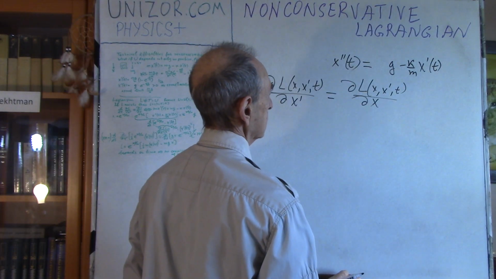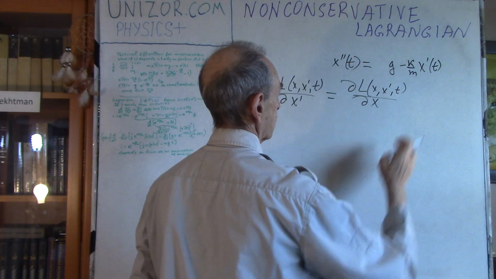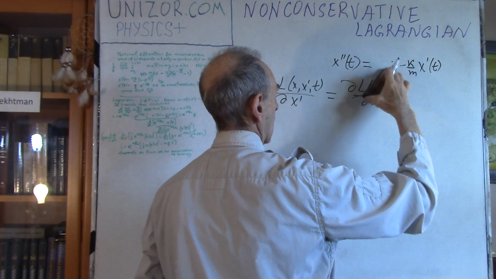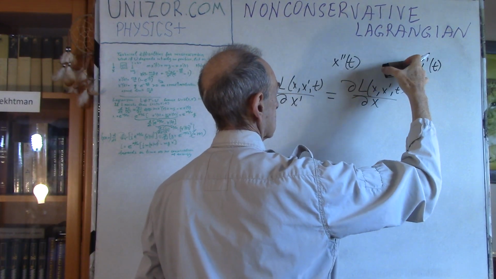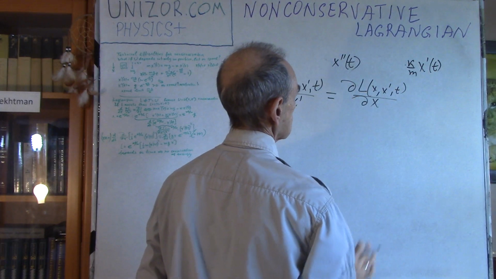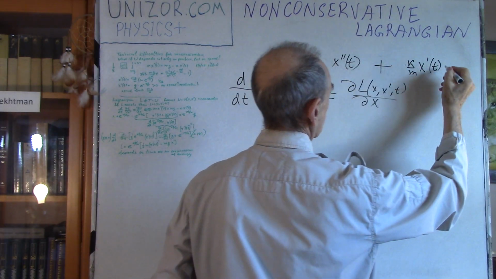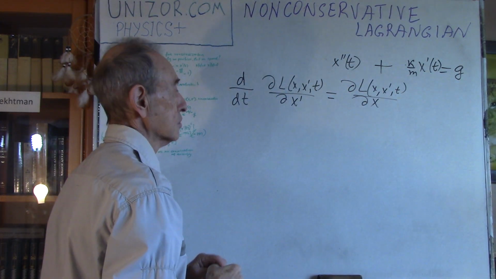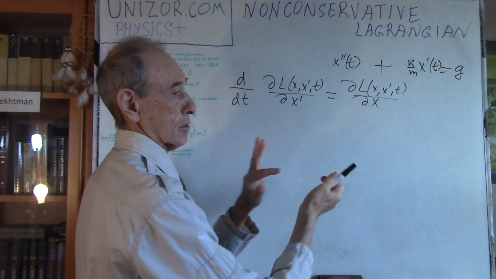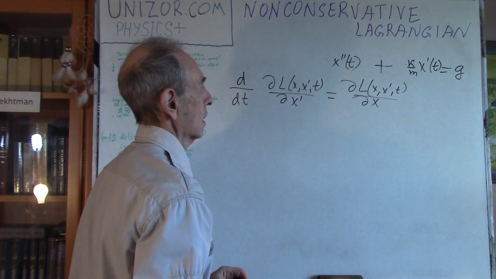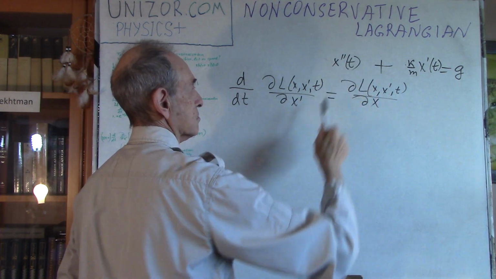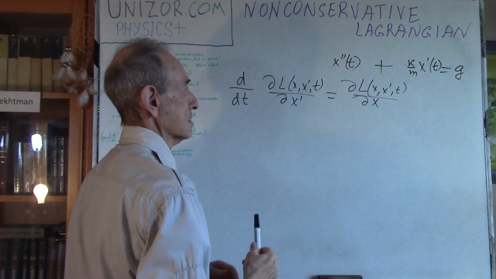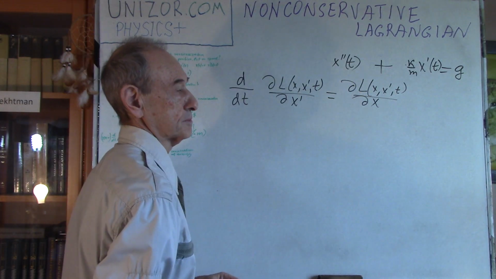And I will even do it better. I will put this to the left, so it will be plus, and g would be to the right. So it will be plus this equals g. So this is the same Newtonian second law. I'm just rearranging a little bit. So I will use this as my starting point, and I will try to change it in such a way that it will look like this one.